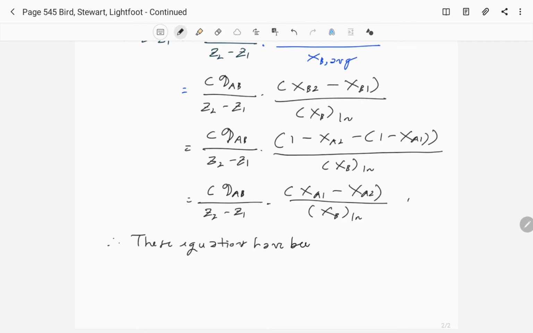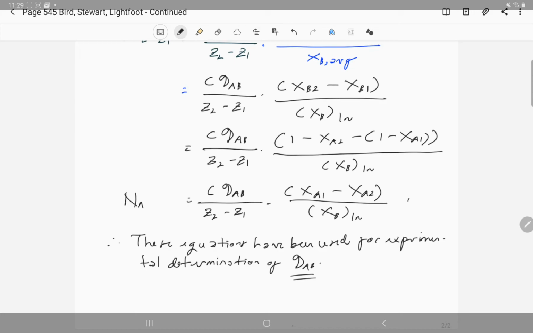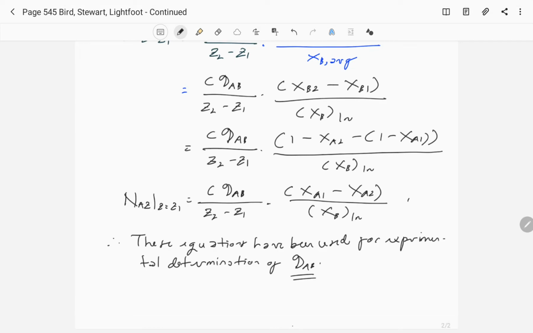These equations have been used for experimental determination of gas diffusivities, DAB basically. This also finds use in film models of mass transfer. So basically, if you can get the value of your NAZ at Z equal Z1, as well as the concentration, Z2 minus Z1, and all these particular mole fractions, then you can get the value of your DAB.